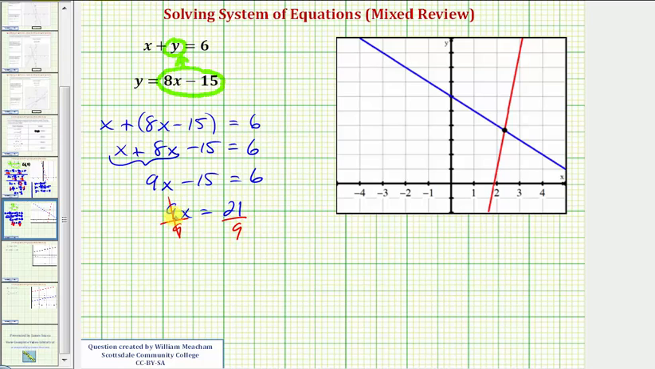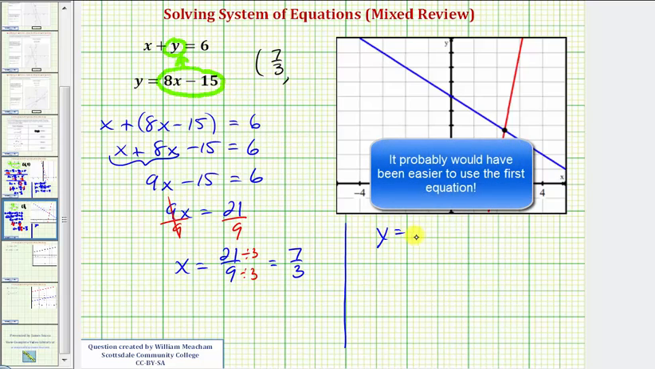Simplifies to 1x, or x. x equals 21/9, but we do have a common factor of 3. So x is equal to 7/3. So the first coordinate of the ordered pair is 7/3. To find the y-coordinate, let's go ahead and substitute x equals 7/3 into our second equation here.